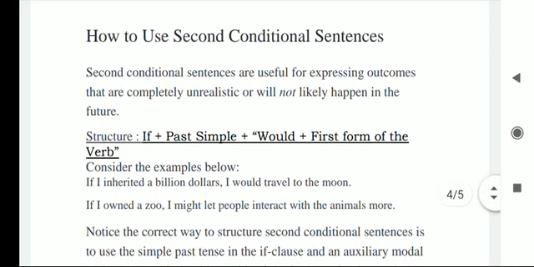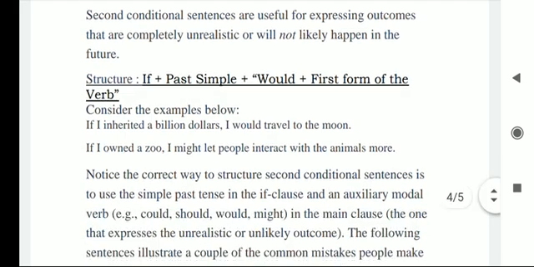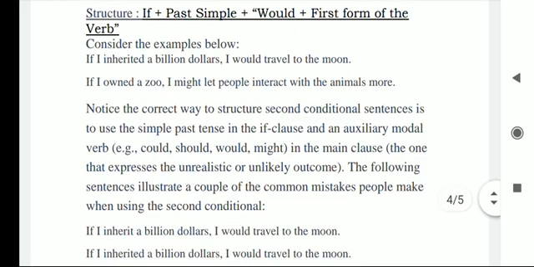Now the structure of the second conditional sentence is: if plus past simple, plus would plus the first form of the verb. Let me repeat the structure. Structure is if plus past simple plus would plus first form of the verb. Consider the following examples below. If I inherited $1 billion, I would travel to the moon. If I owned a zoo, I might let people interact with the animals more.